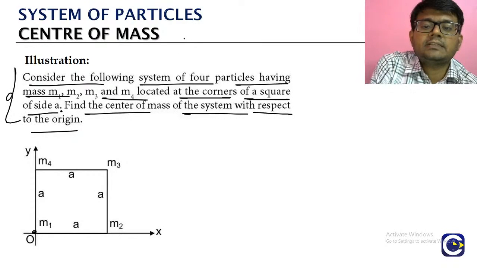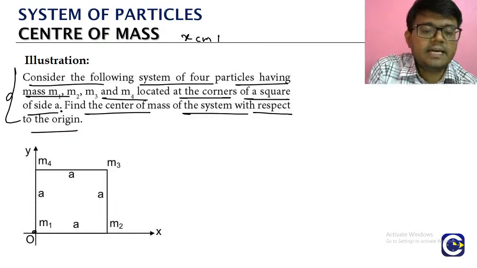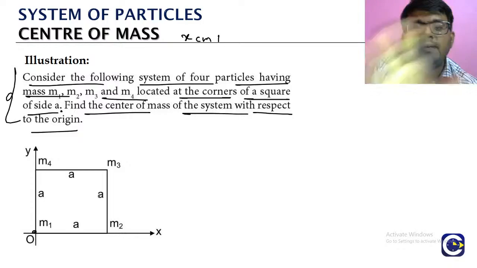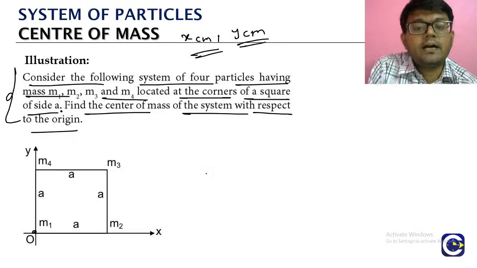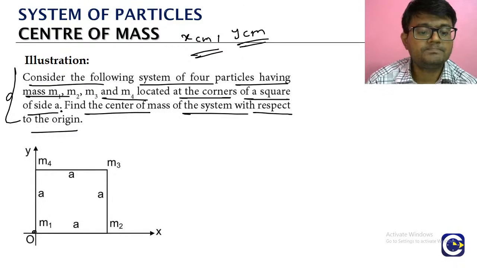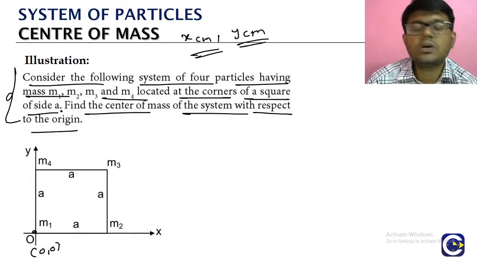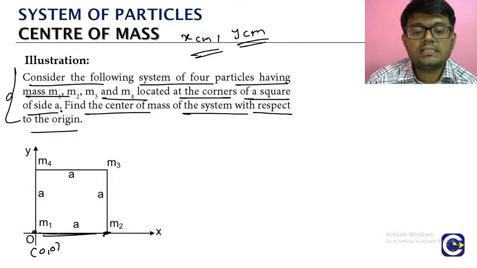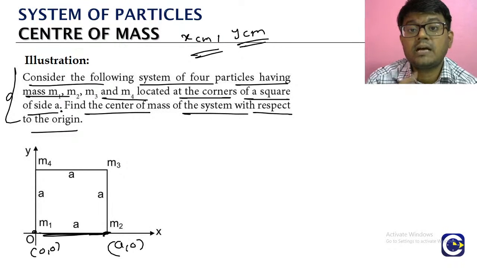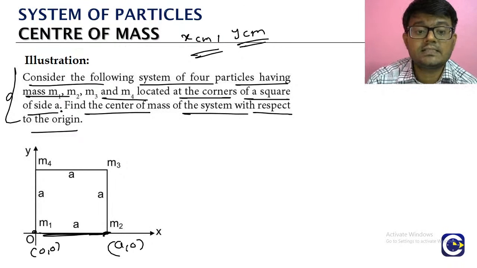What are they asking us? All the particles are kept on the xy plane, right? So we'll have an x coordinate and a y coordinate. Look at this, m1 is at the origin, means 0, 0. m2 is on the x-axis. What is this length? Side length, right? So m2 coordinates will be a, 0. Why a, 0? Because it is on the x-axis.